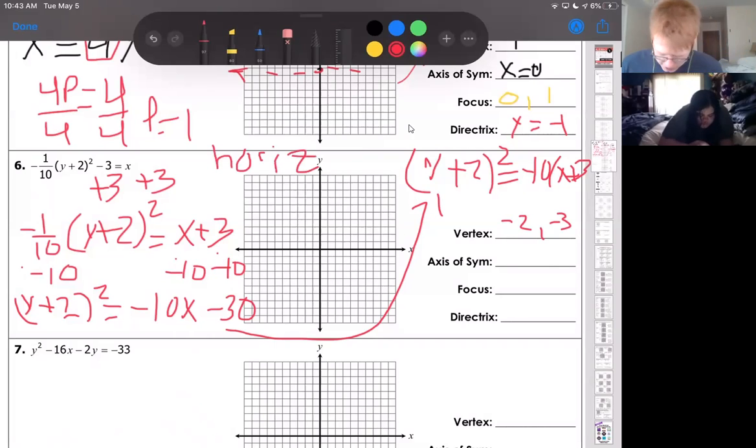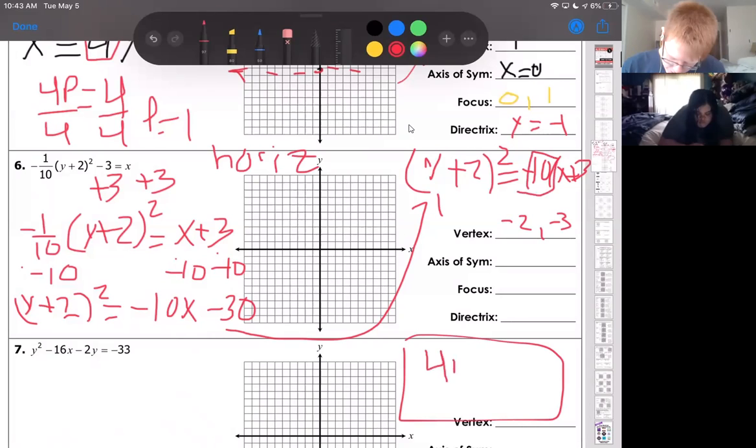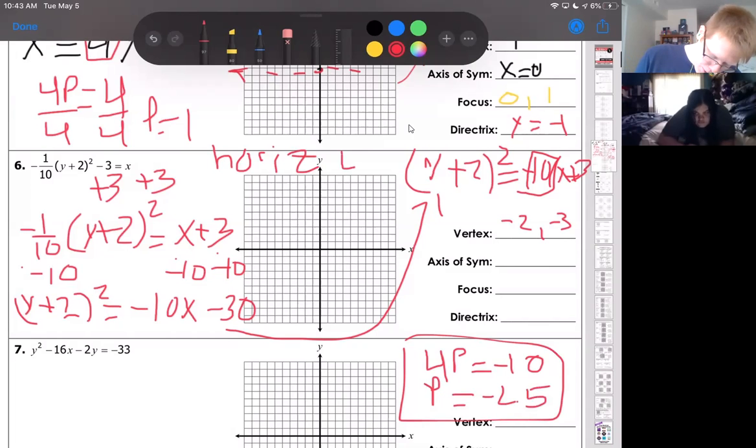I'm running out of space to find my p, so I'll do my p work down here and then erase it when we do the next problem. To get your p-value, remember that this -10 is your 4p part. So if you divide -10 by 4, that's going to be -2.5. Since our p is negative, and it's horizontal, it's going to open left.